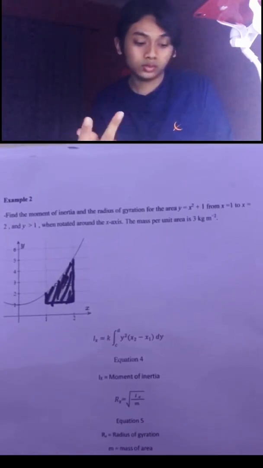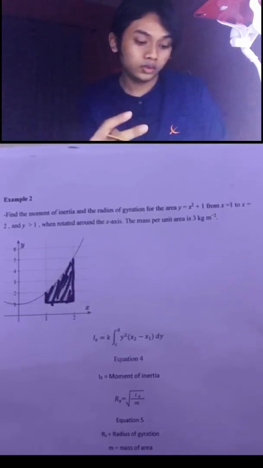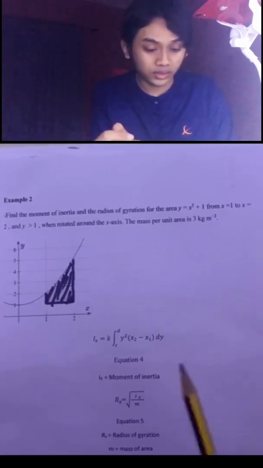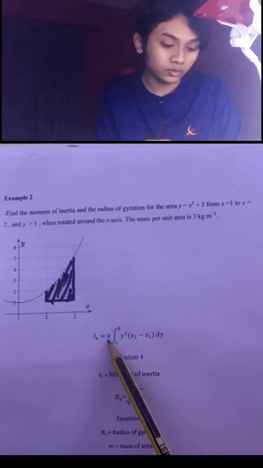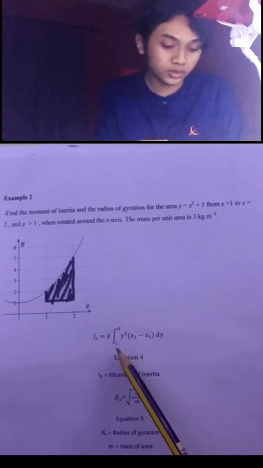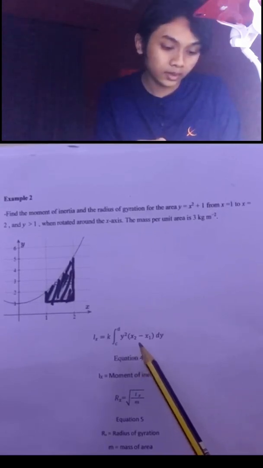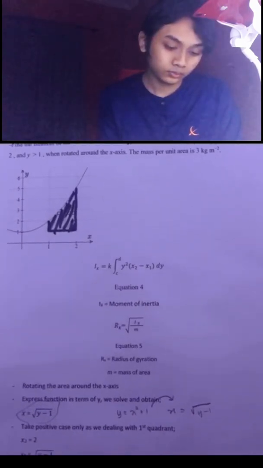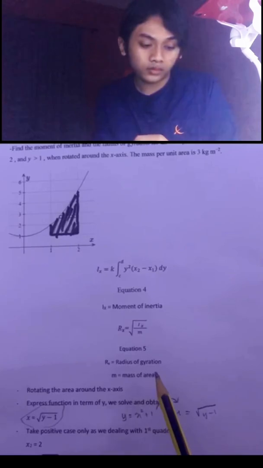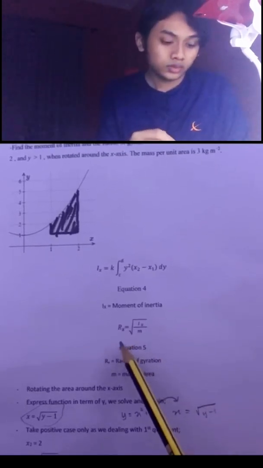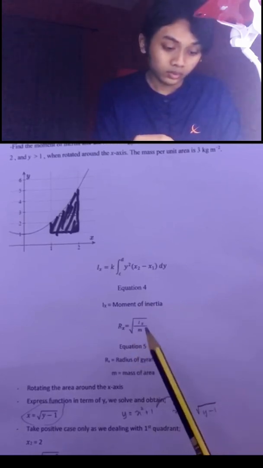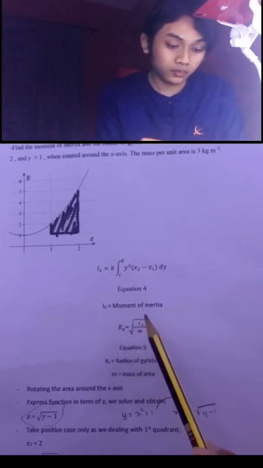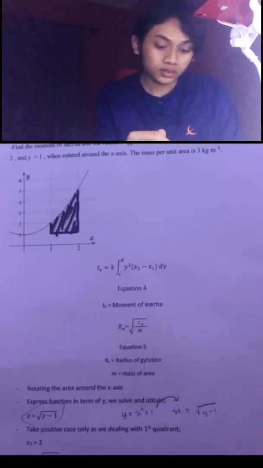There are two formulas that we are going to use for this question. The first one is the formula of moment of inertia, which is Ix equals k, a constant, times the integration from c to d of y squared multiplied by x2 minus x1 dy. And the second equation is the equation of radius of gyration, which is Rx equals the square root of Ix over m. Ix is the moment of inertia and m is the mass of the area.